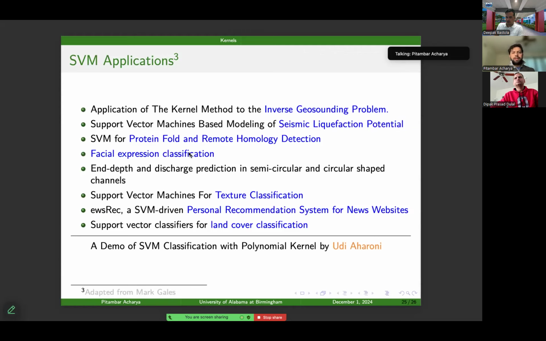Also, support vector machine based modeling of seismic liquefaction potential. This is also based on earthquakes. Sometimes when there is an earthquake, the water pressure is high. So there will be less friction in the soil. That means the soil will act like a liquid. So in modeling the seismic potential, support vector machines are useful.